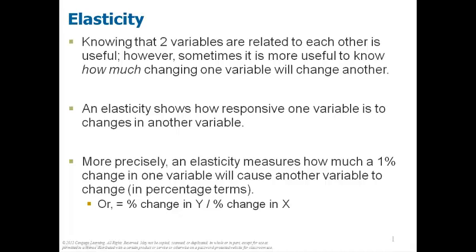So all an elasticity is, is a measure of how responsive one variable is to changes in another variable. Or more precisely, an elasticity measures how much a 1% change in one variable will cause another variable to change in percentage terms. So it's equal to the percentage change in y divided by the percentage change in x. Usually x denotes the independent variable and y denotes the dependent variable. So for a given change in one thing, how much will that change another thing in percentage terms? That's all an elasticity measures.